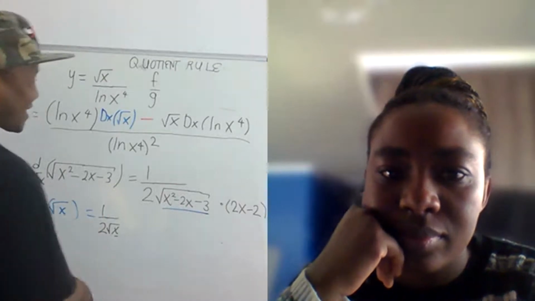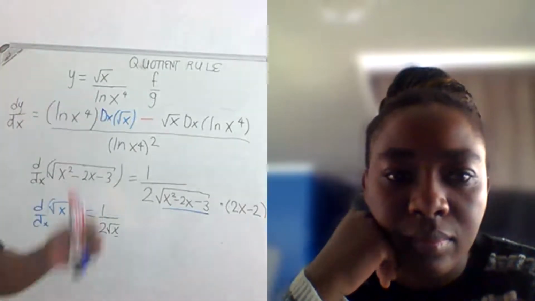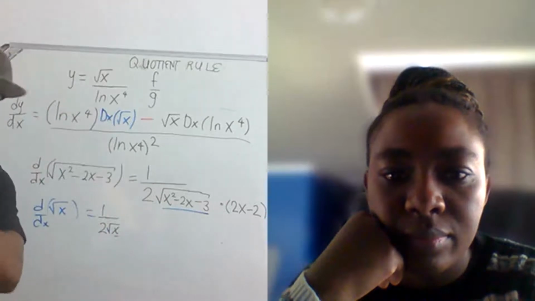So sometimes they give you stuff like that. You don't want to waste a lot of time. Like 1/2, you put your root, you put your answer, and then next to it, you differentiate.